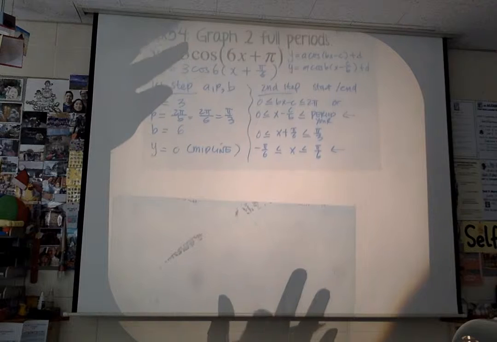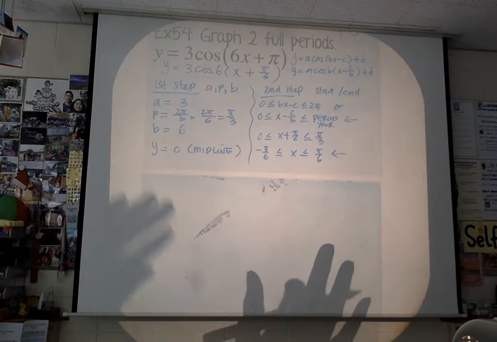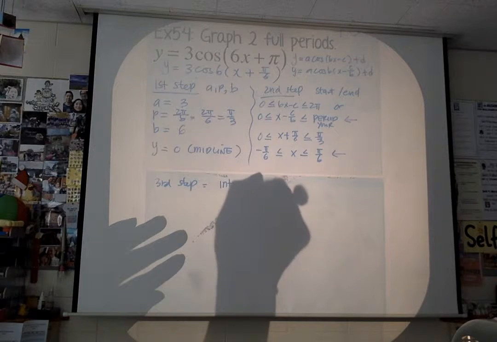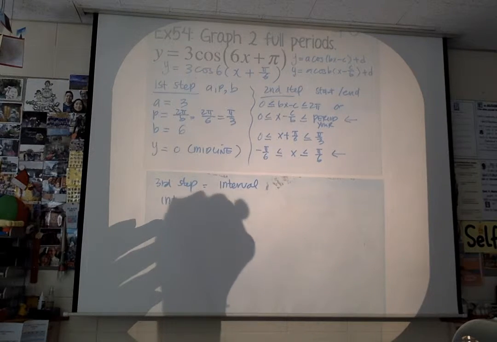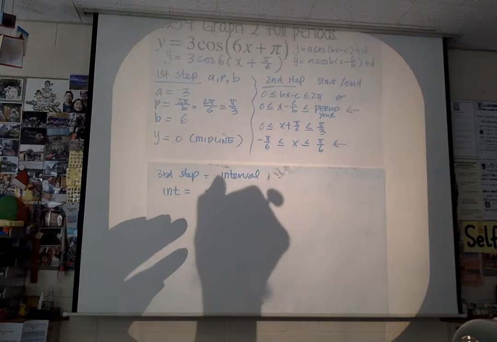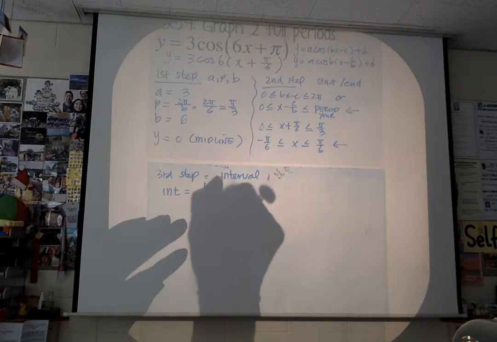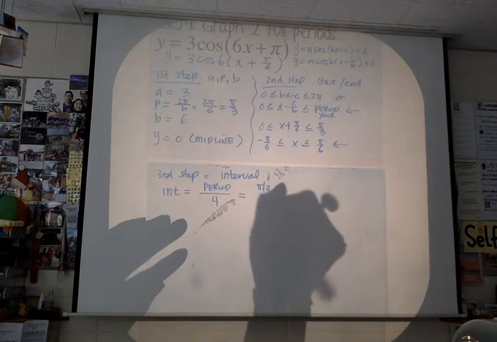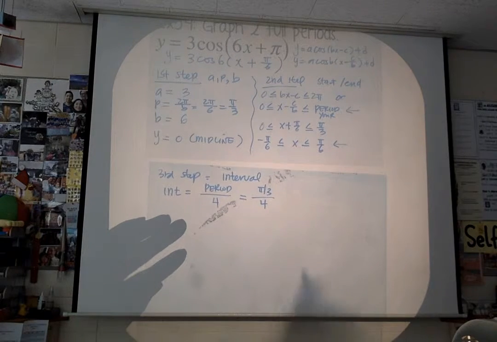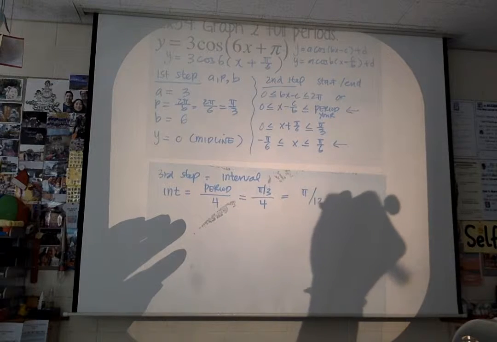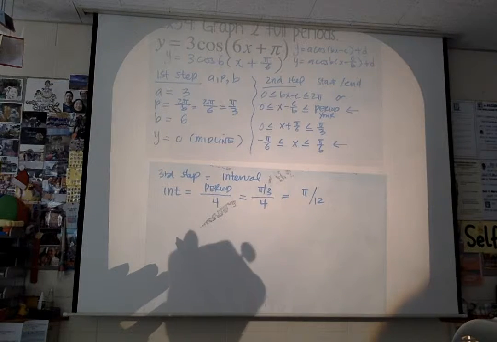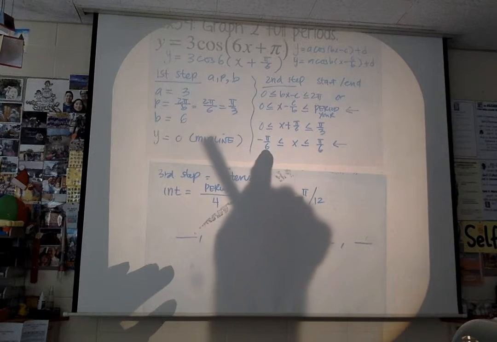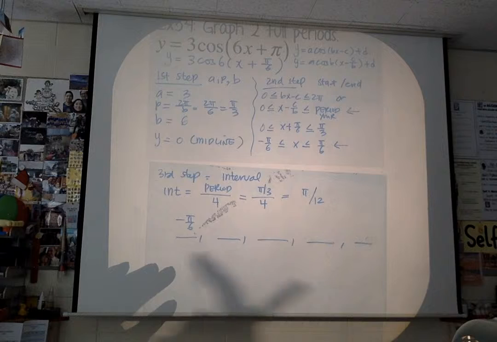All right, now what's our third step? Interval. Our third step was interval, right? Interval is always going to be your period over 4. What's your period? Pi over 3. And what's 4? It's going to tell us the 4 other critical points, which means you get pi over 12. Looks kind of ugly, but don't be scared. That means, okay, what was our start? Our start was negative pi over 6, right? And what was our end?